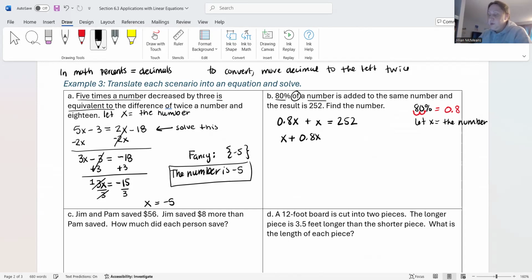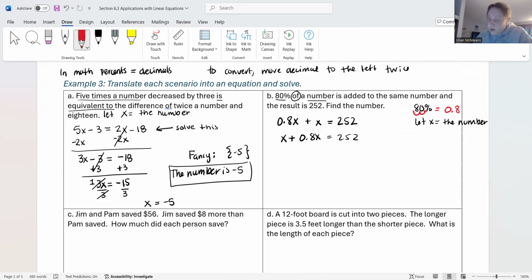Now you might read it as x plus 0.8x. If you say that 80% of a number is added to the same number, you're going to get the same thing. Okay. These two equations mean exactly the same thing. If you wrote the top one or the bottom one, I'm going to be happy as can be. Okay. So now we just need to solve the equation, and this one's going to be pretty easy because we can definitely simplify on the left, okay?